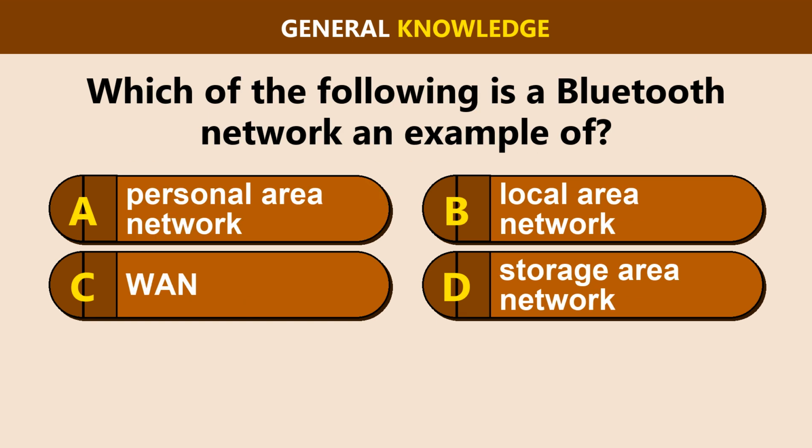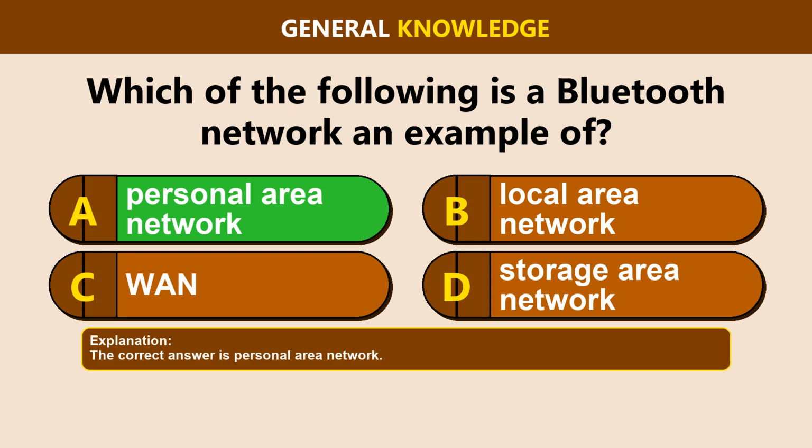Question 17. Which of the following is a Bluetooth network an example of? Option A, personal area network. Option B, local area network. Option C, WAN. Option D, storage area network. The correct answer is option A, personal area network.